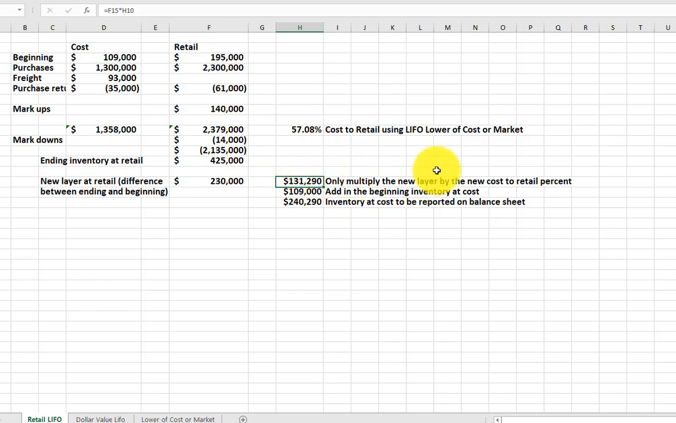We only multiply the new layer by the new cost, because the first layer, we know what the cost is. It's 109,000. So we take our cost of our new layer, cost of the old layer, add them together, and that is the inventory at cost we report on the balance sheet. So when we start next year, this 240,290 would be here, and this 425,000 would be here. All right? So that's that. Then we do the process again.